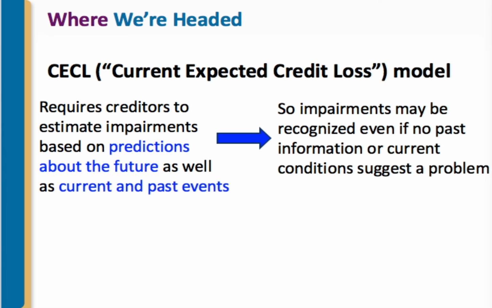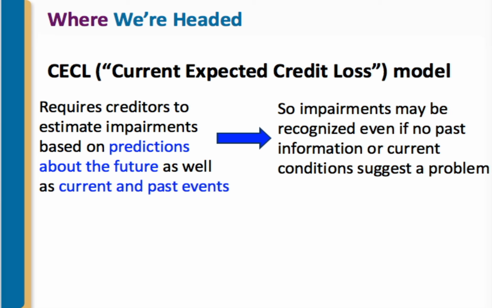A concern about recognizing impairments of receivables in current GAAP is that it doesn't provide timely information. Impairment recognition is delayed until losses are probable and tends to focus on historical rather than forward-looking information when making that determination. To provide more timely impairment recognition, the FASB has developed the Current Expected Credit Loss, or CECL, model.